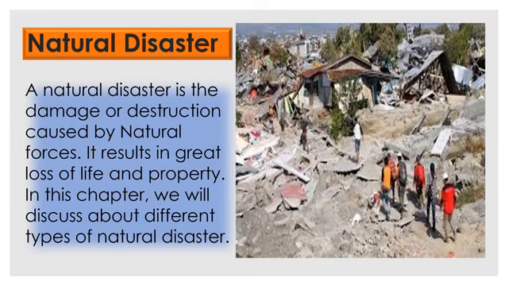Natural disaster. A natural disaster is the damage or destruction caused by natural forces. It results in great loss of life and property. In this chapter, we will discuss different types of natural disaster. So anything caused by natural forces like air, water, fire, all these are natural causes. If any destruction is done by these kinds of natural forces, then it will be called a natural disaster.